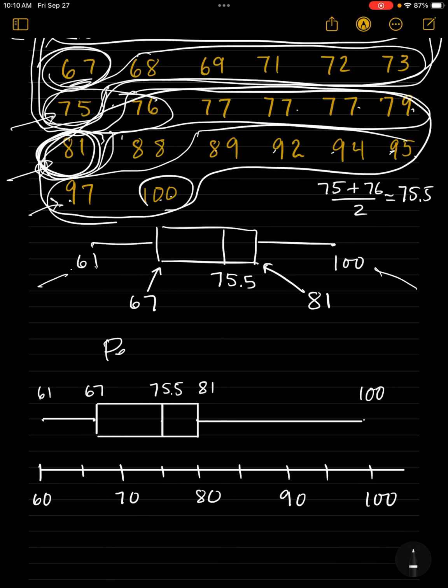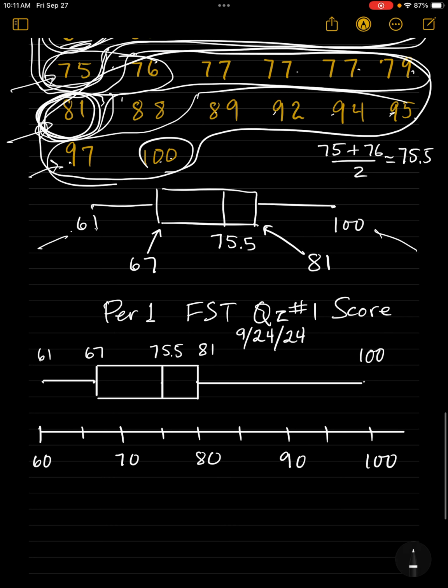And of course, with any data, you would want to give it a title, maybe where the scores came from, period 1, FST, quiz 1 scores. And you may even want to give it a date. Excuse the bells ringing. You may even want to give it a date, a time. You may even want to say Poly High School, Long Beach, California.